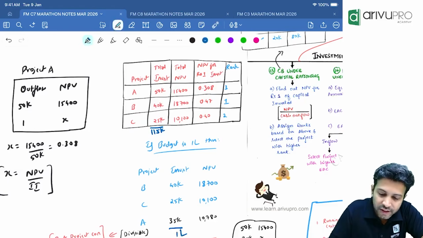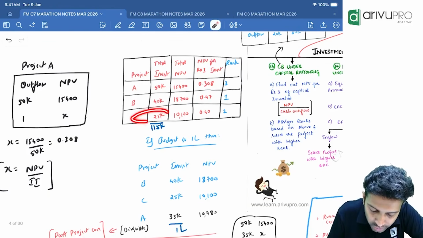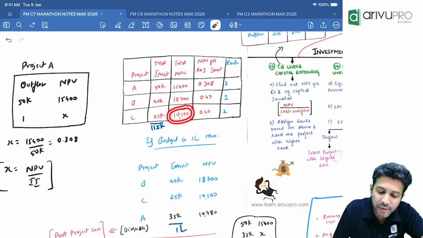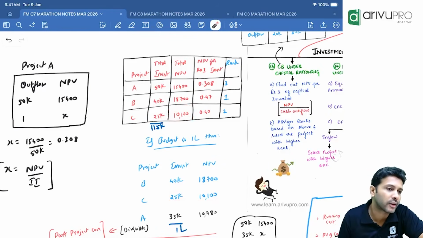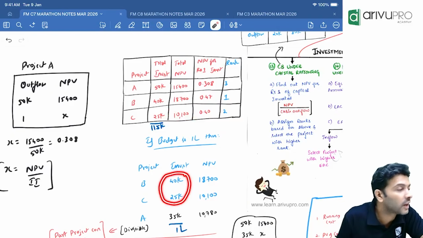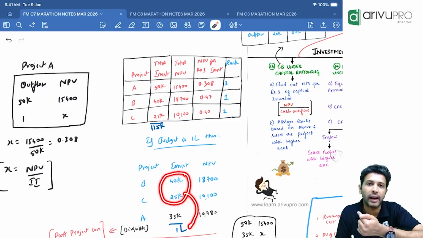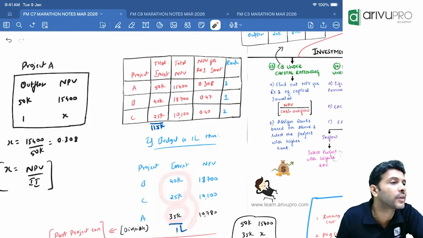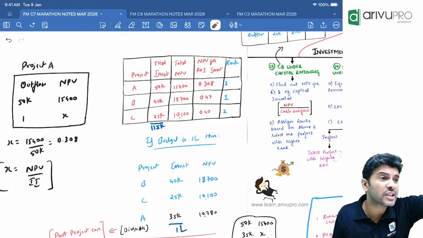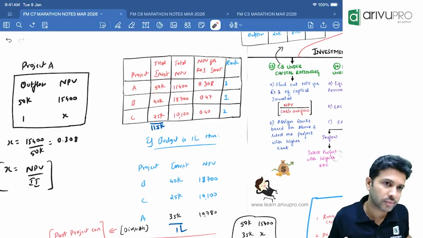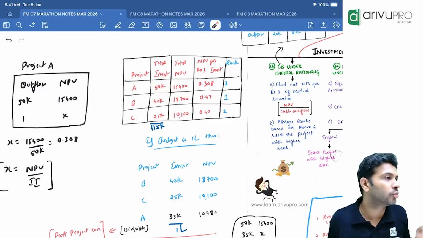Next you will go for the second rank project, which is C. C requires how much investment? 25. How much total NPV does C give? 10,100. So in total how much money have you utilized? 65. How much do you have? You have 1 lakh in total. 65 utilized means the balancing figure is how much? Still 35,000 is there. But to do A, how much do you need? 50,000.